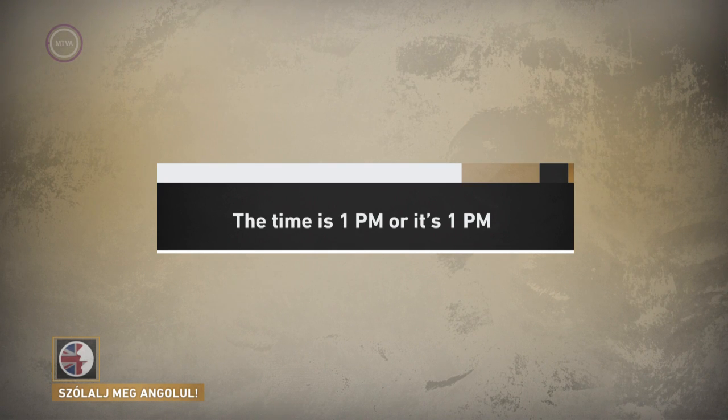Good. Now, what if the time is not on the hour? What if it's 5:23 or 7:47? What if it's 3:30 or 4:15? Okay. Let's look some more at how to tell the time.